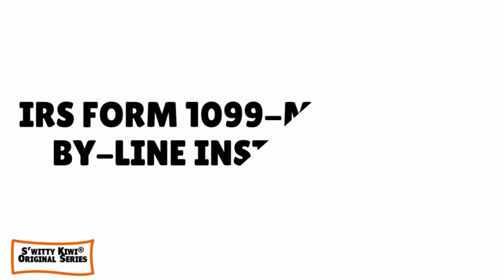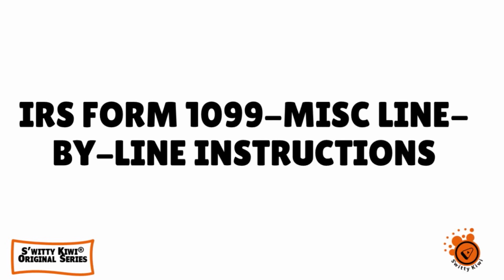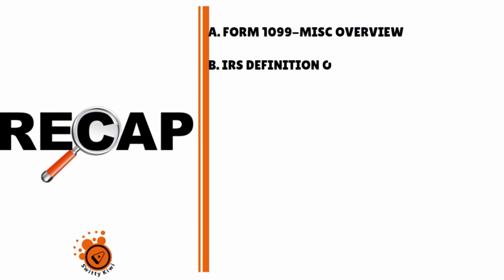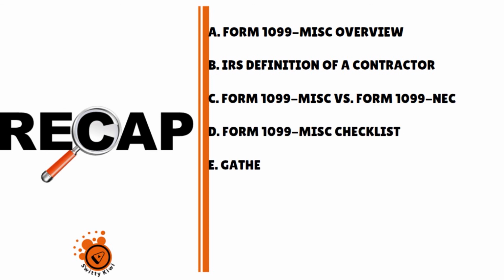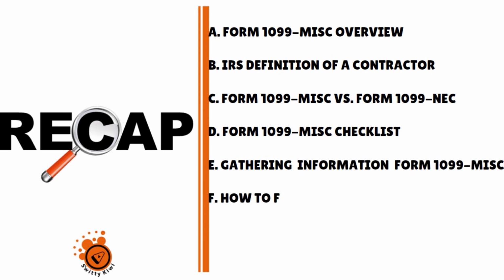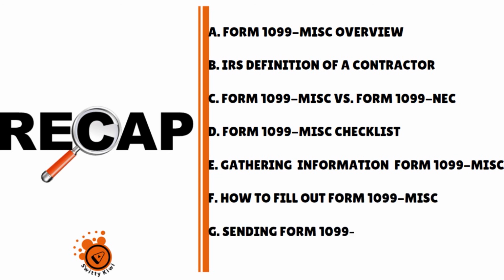All right, folks, this was a short convo about IRS Form 1099 MISC. I gave you line-by-line instructions, and I just want to quickly do a recap here. I first gave you an overview of the Form 1099 MISC, and then I explained the IRS definition of an independent contractor, Form 1099 MISC versus Form 1099 NEC. I gave you the checklist for a Form 1099 MISC, and how you gather all relevant information, how you actually fill out the form step by step, how you send it to the IRS, and the deadlines you have to abide by when it comes to Form 1099 MISC.